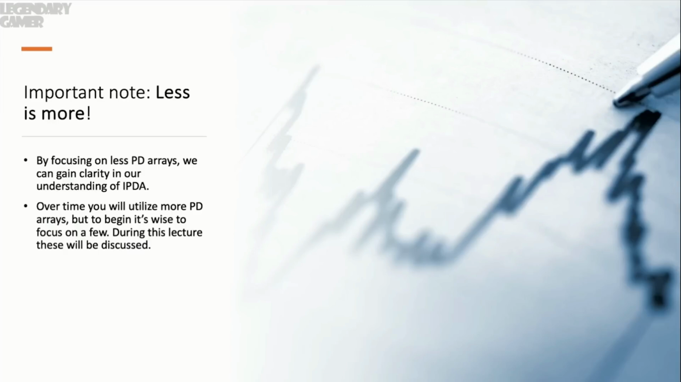And this is important when it comes to entry patterns. Entry patterns are going to be discussed during this lecture, but we're only going to discuss them from an order flow perspective. So that means we're going to look at how order flow changes at specific price levels, from sell side to buy side order flow. As I said, over time you will utilize more PD arrays, but to begin it is wise to focus on a few. During this lecture, a few of these will be discussed.